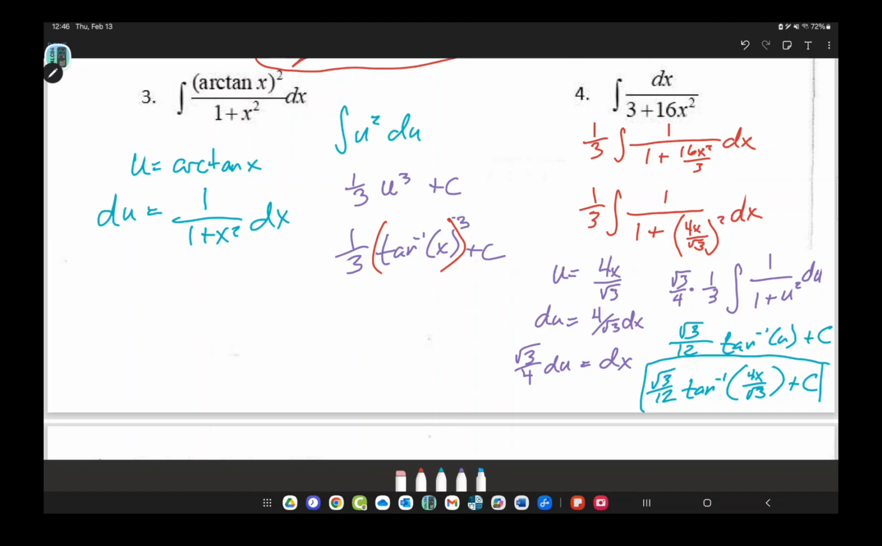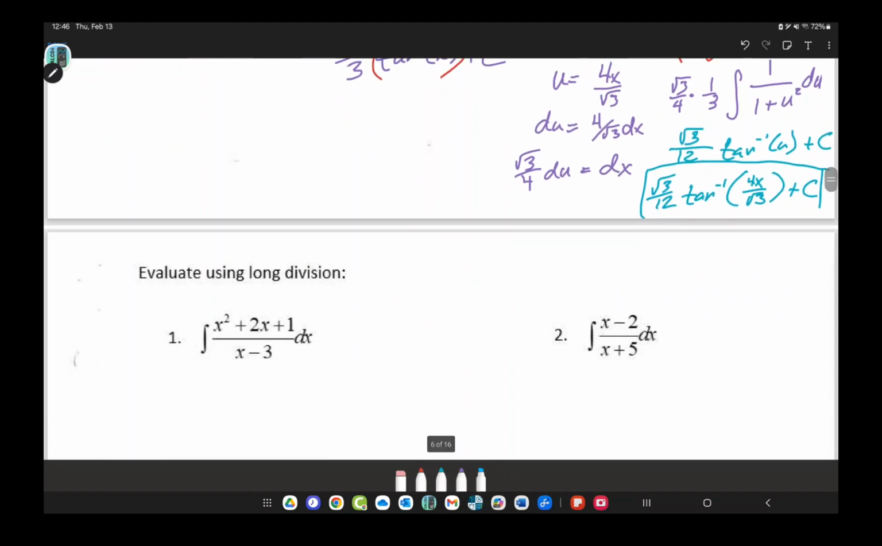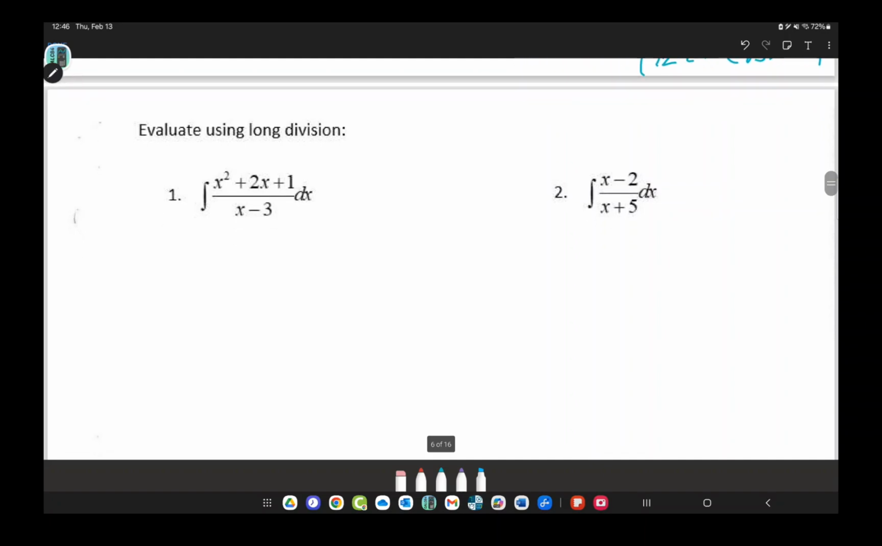Very good. Not bad, not too bad. Okay. Now, if it says evaluate using long division, can you do synthetic division instead? Yes. You do not have to do long division. Okay. I prefer synthetic division, so let's just do that instead.